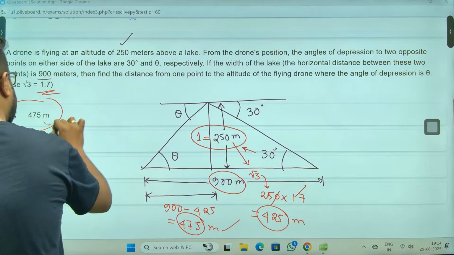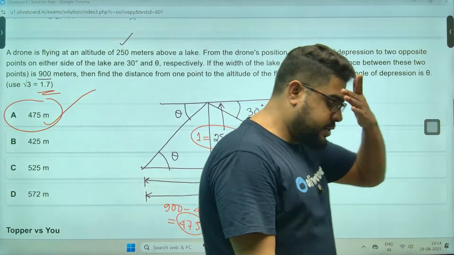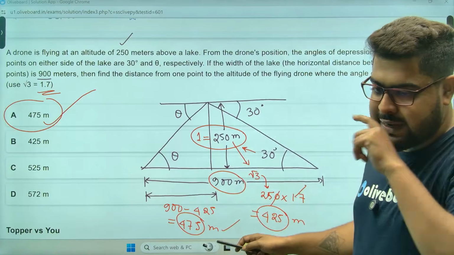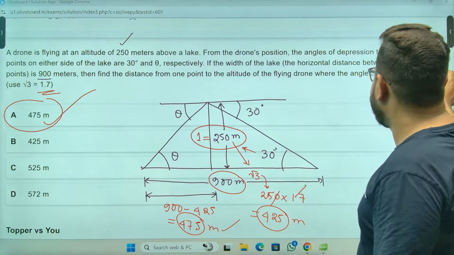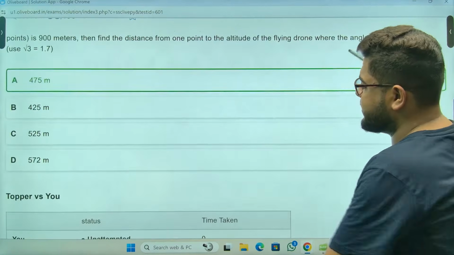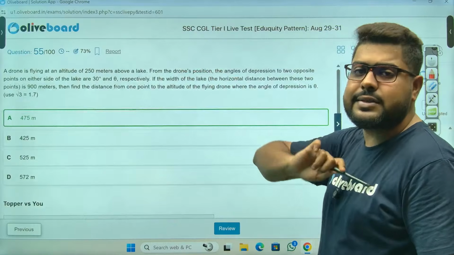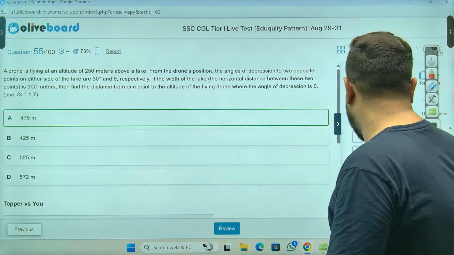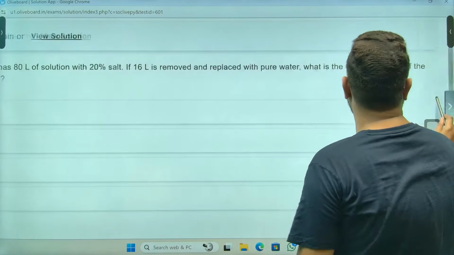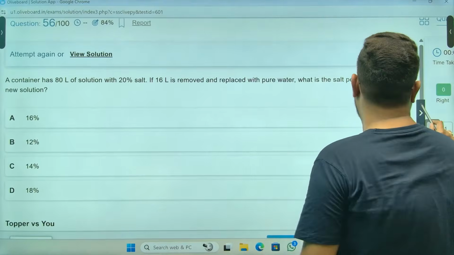475, option number A is the correct answer. 475, which is option number A, is most definitely your correct answer. Done, sir. Not difficult. You see, theta was there just for a distraction. We didn't need that. We did not actually need this. Acha, sir.